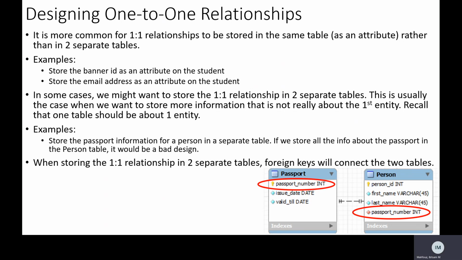And so if you do go ahead and store them in two separate tables, you need to make sure that those tables are connected somehow. So how are they going to be connected? Well, you're going to have a foreign key. So the passport table, for example, might store the primary key of the person that it refers to. So the passport would store the person, or you can have the person store the passport. So here, this picture is showing that the person is storing the ID of the passport that belongs to them.